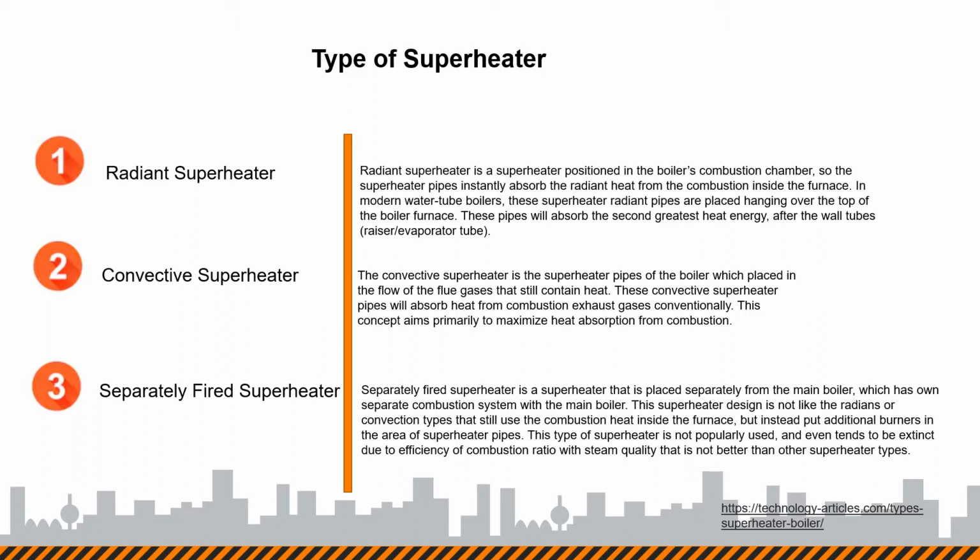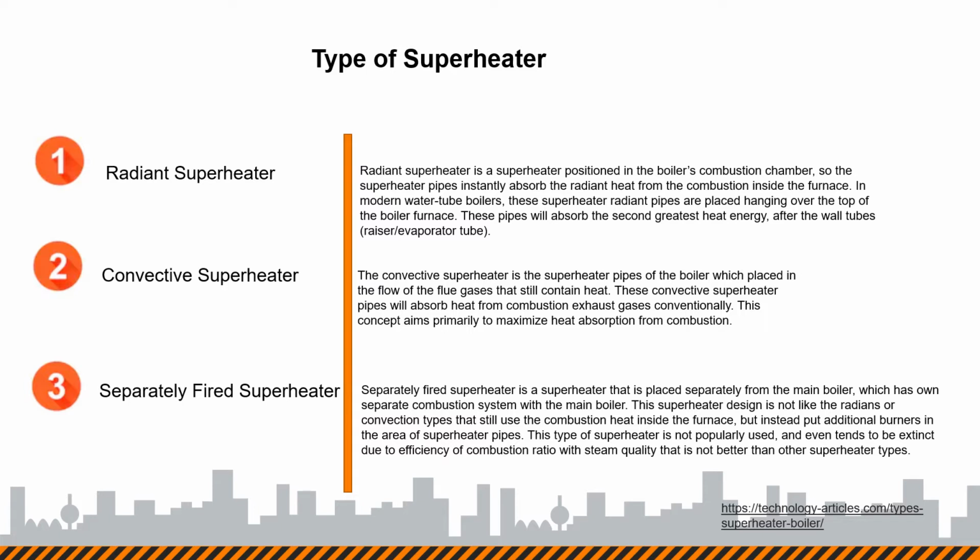The convective superheater is the superheater pipe of the boiler which is placed in the flow of the flue gases that still contain heat. These convective superheater pipes will absorb heat from the combustion exhaust gases by convection. This concept aims primarily to maximize heat absorption from combustion.